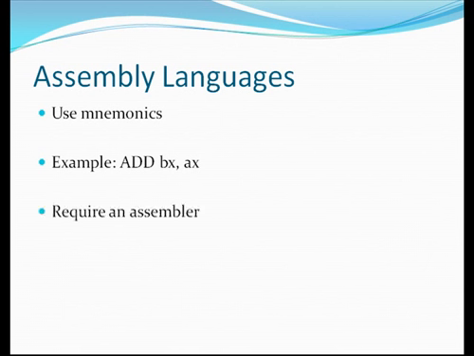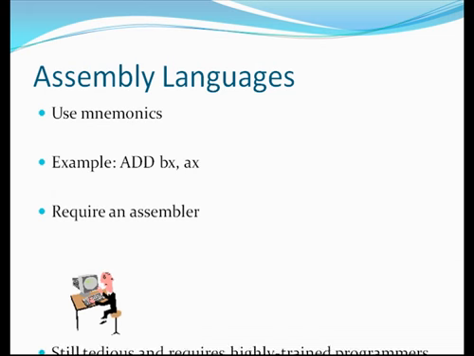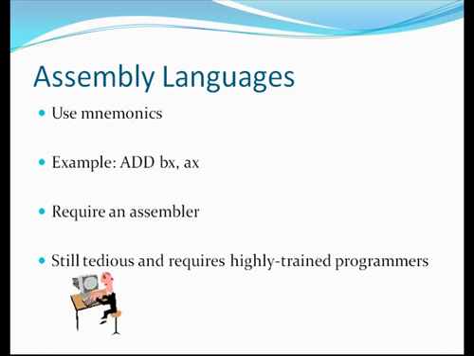Programs written in an assembly language require an assembler, which also is a program, to convert the assembly instructions into machine code, the zeros and ones the computer can understand. Although it is much easier to write programs in assembly language than in machine language, programming in assembly language still is tedious and requires highly trained programmers.